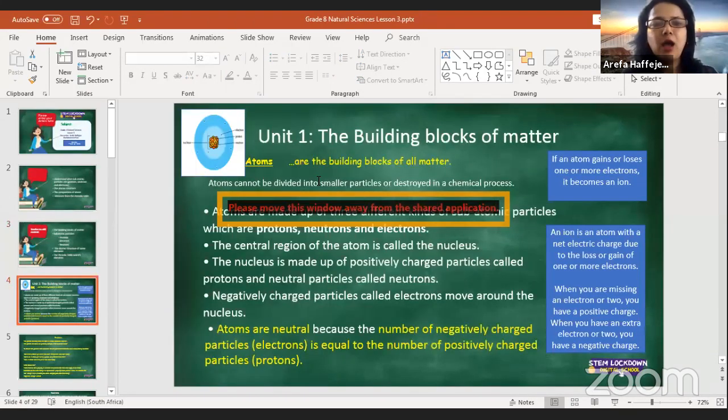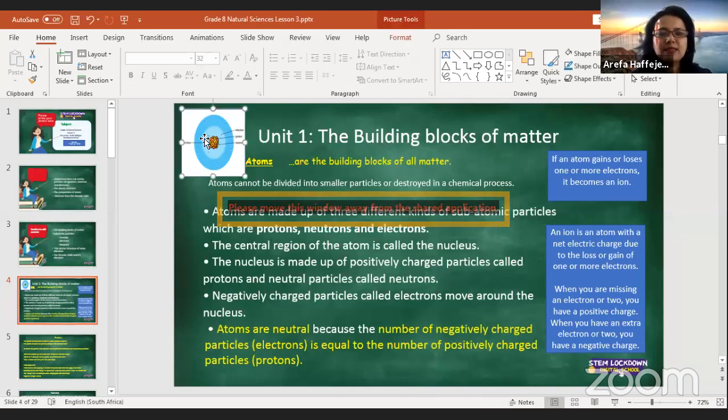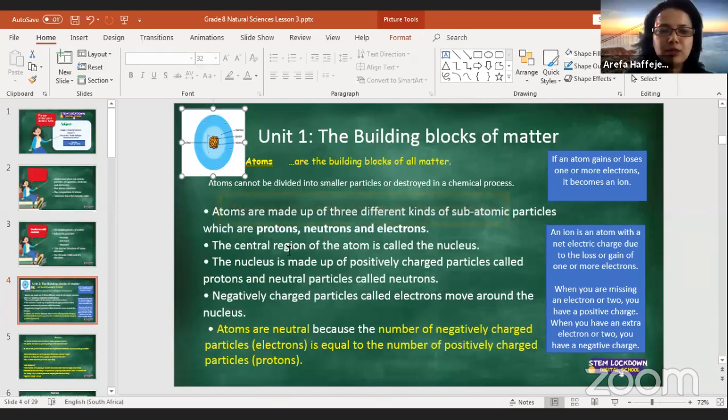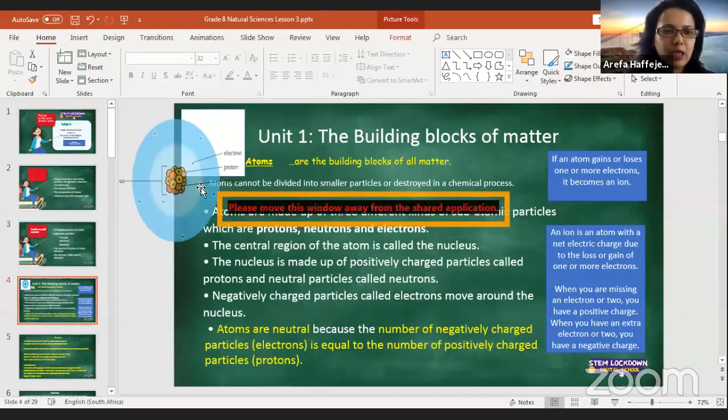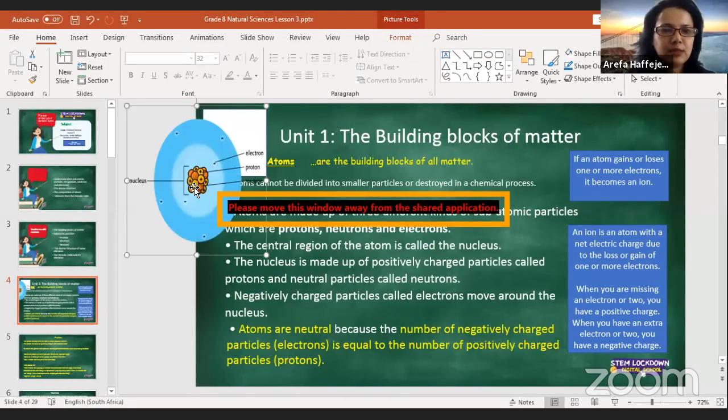So the building blocks of matter is basically what atoms are. Atoms are the building blocks of matter. Atoms cannot be divided into smaller particles or destroyed in a chemical process. Atoms are made up of 3 different subatomic particles, which are your protons, your neutrons, and your electrons. If I make this diagram a little bit bigger, you'll be able to see it. You have your protons and your neutrons in a nucleus, and then you have your electrons basically roaming around in each layer.